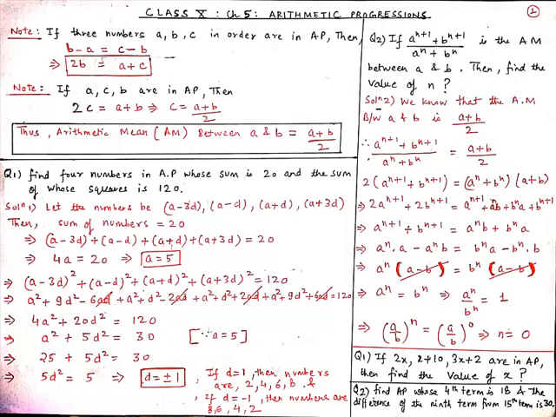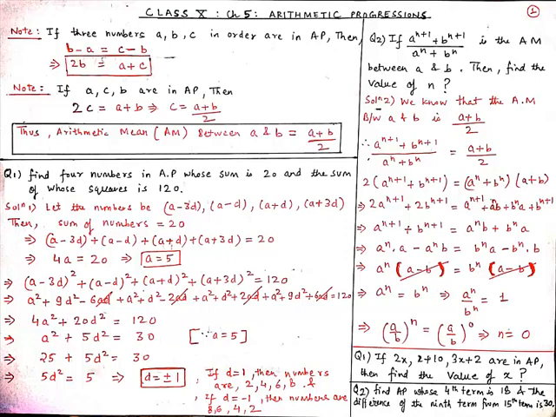Today in this video we are going to study arithmetic mean in the arithmetic progression. Students, we know that if three numbers a, b, c are in AP, then when we take the difference of the first two terms, a and b, it is equal to the difference of the next two terms, b and c. So from here, on solving it, we get 2b is equal to a plus c.